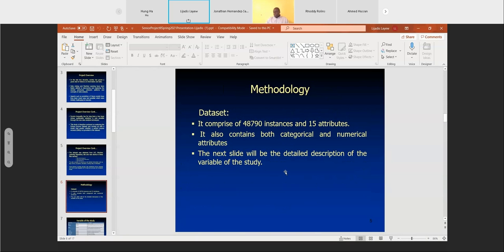Methodology. It comprises 48,790 instances and 50 attributes for the dataset. This dataset contains both categorical and numerical attributes. And the next slide will be the detailed description of the variables of study.